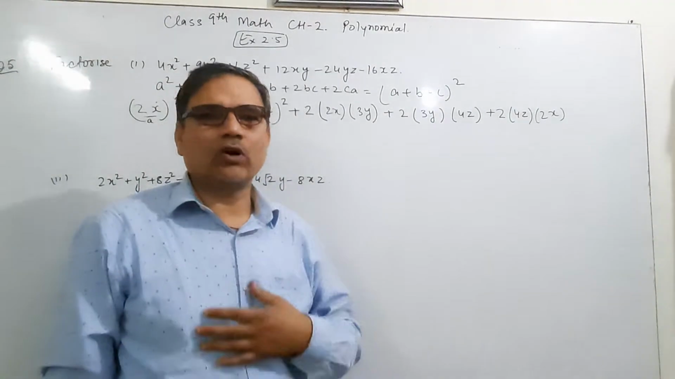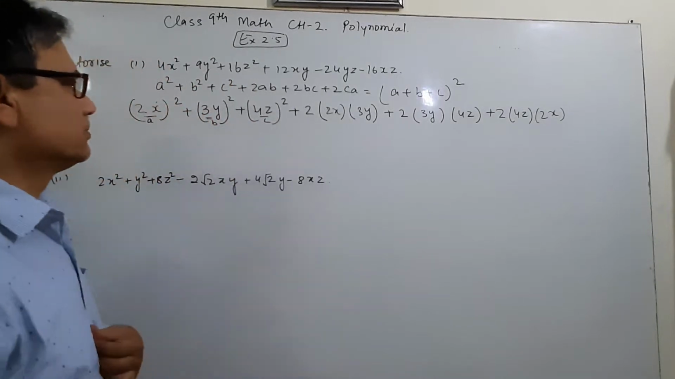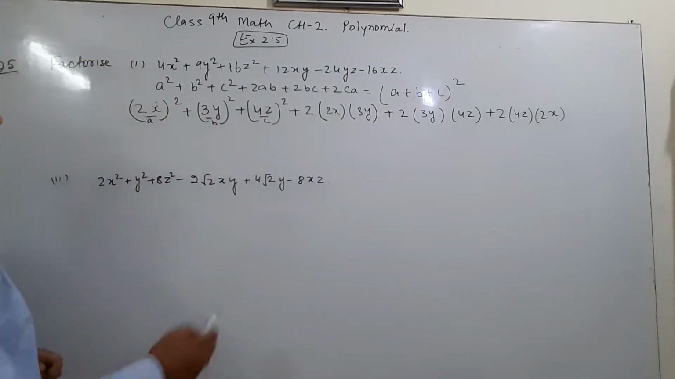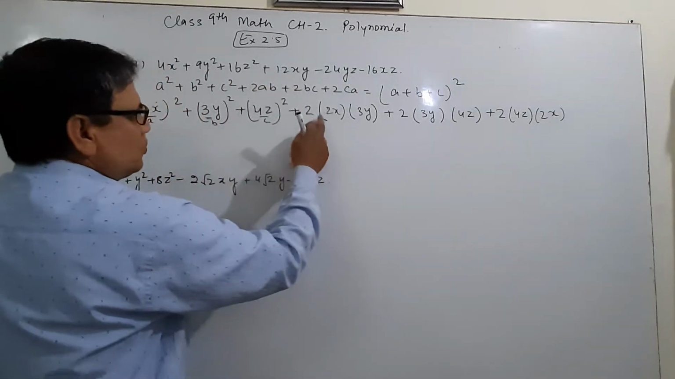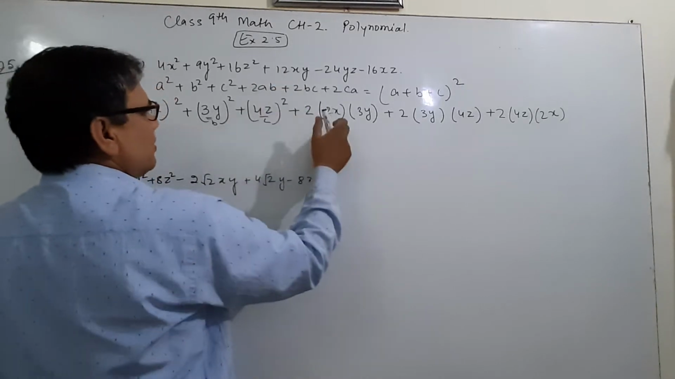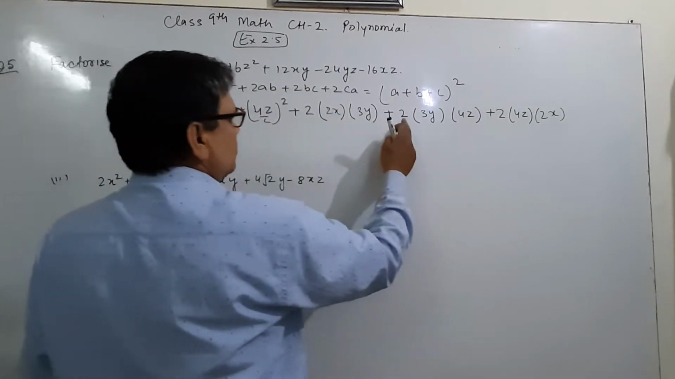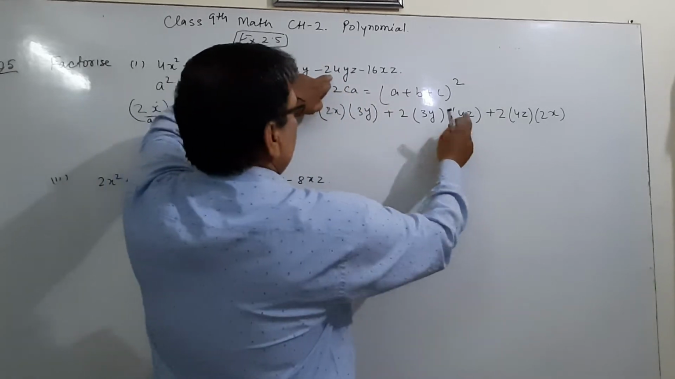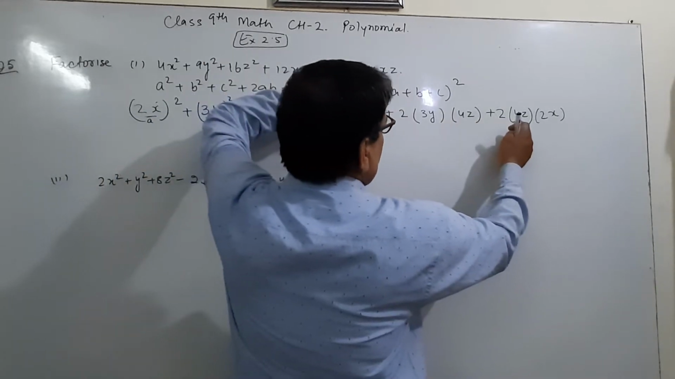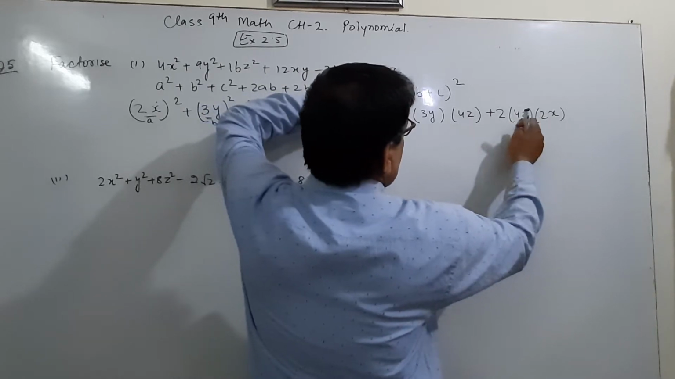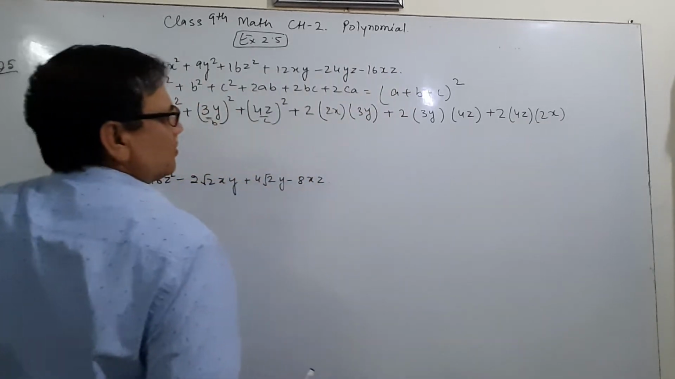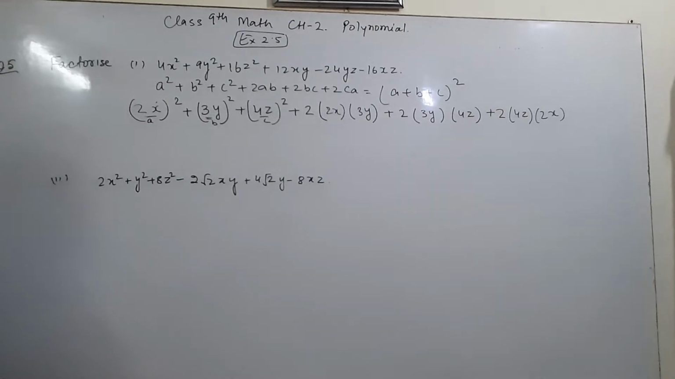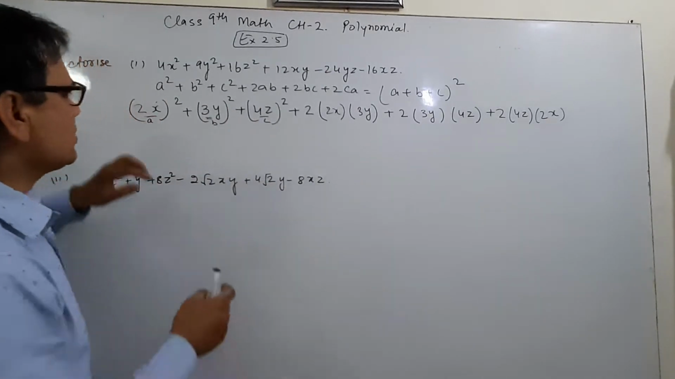Now I want to ask you. First we will check that the numerical value is the same. 2 2s are 4, 4 3s are 12, 12xy. 2 3s are 6, 6 4s are 24, yz. And here 2 4s are 8, 8 2s are 16, and this is zx. We can write zx or xz. The numerical value is the same.